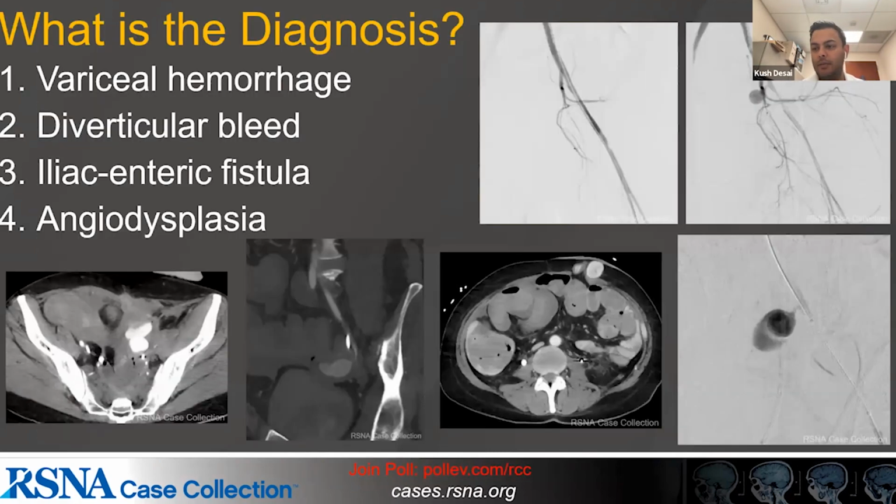So also, again, thinking about what you would do based on what you think the diagnosis is. Is this a variceal hemorrhage? Is this a diverticular bleed? Is this an iliac enteric fistula? Or is this an angiodysplasia? And again, think about what this patient had, as well as what the most likely diagnosis is based on what they had. I'll give you a few seconds. And how you would want to manage this. This is very challenging. I actually managed this very case about a few hours ago, slightly different structures, but same idea and same therapeutic consideration.